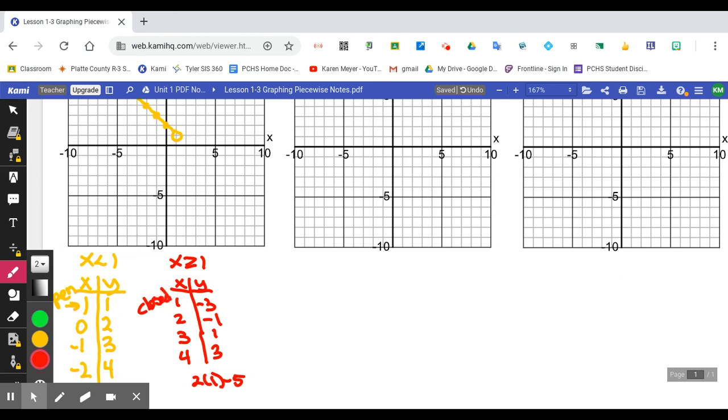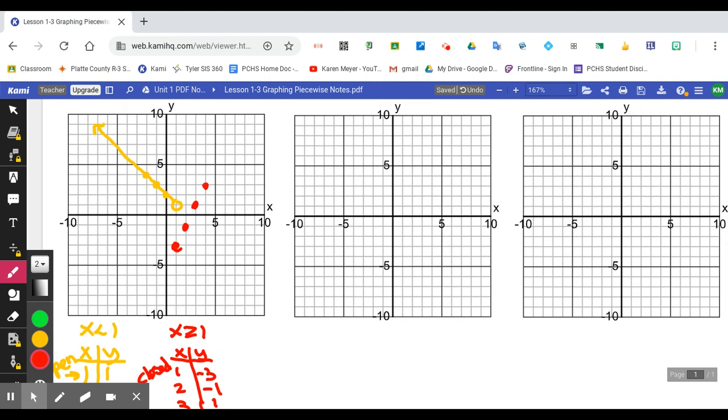So 1, -3, and then 2, -1, 3, 1, and 4, 3. And then we're looking at x numbers greater, so make sure your line is going off to the right. Now, when you're doing a piecewise function, you should not have your lines cross each other. If for some reason they cross through each other, that means that you've graphed something in the wrong direction. And that's it for the first one.